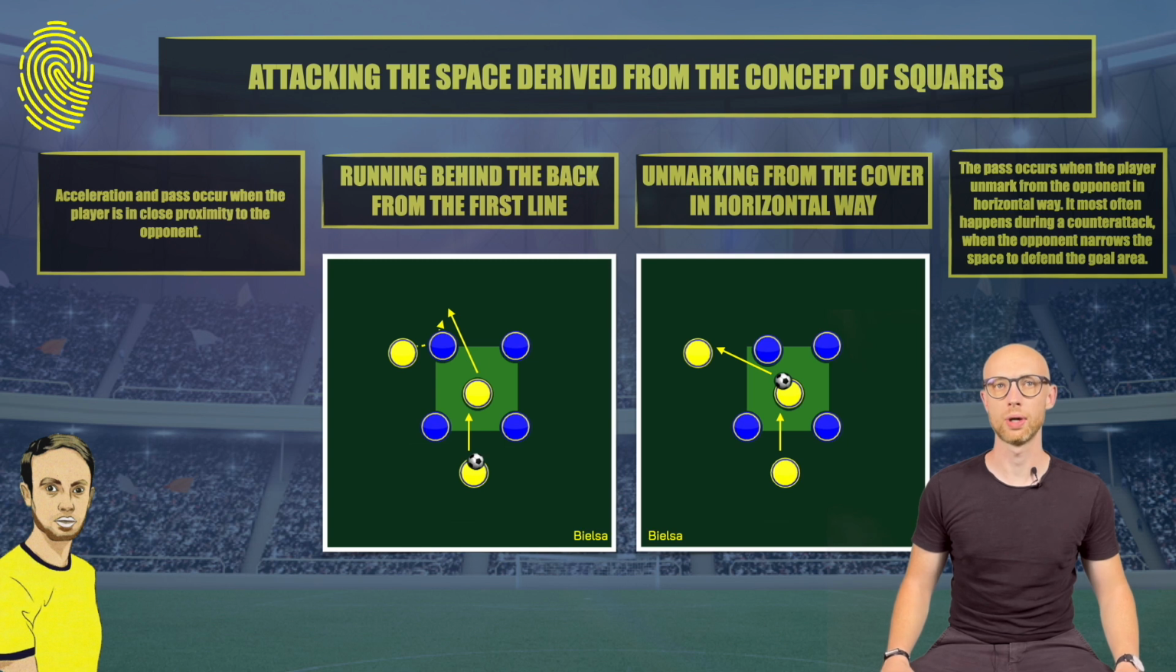Another way to unmark oneself from protection, borrowed from Marcelo Bielsa, is to break away from the opponent in the first line. In this action, it's crucial that the pass is made at the moment the receiving player breaks away from the opponent. This action most commonly occurs in counter-attack situations when the opponent narrows the space to defend the window of the goalpost.